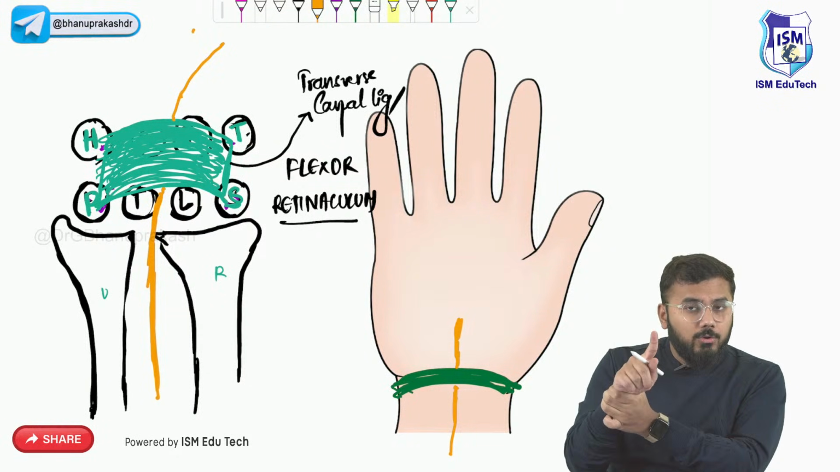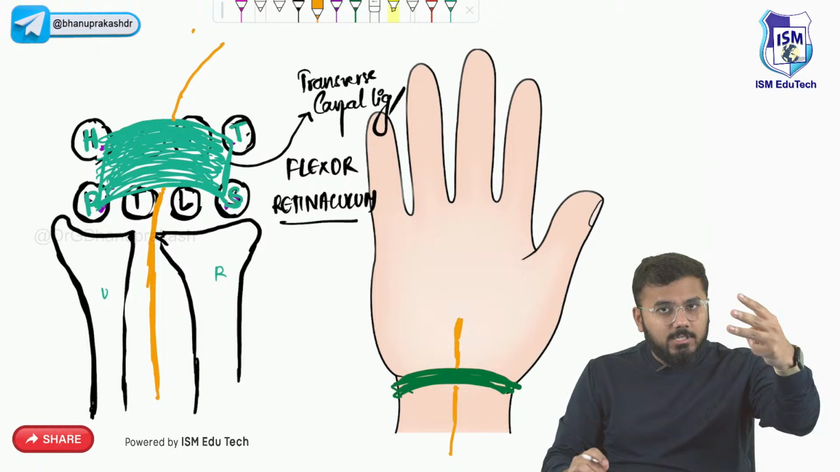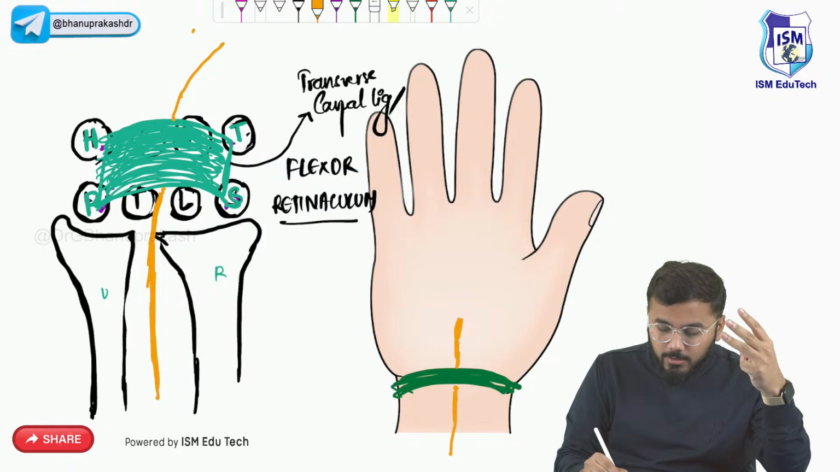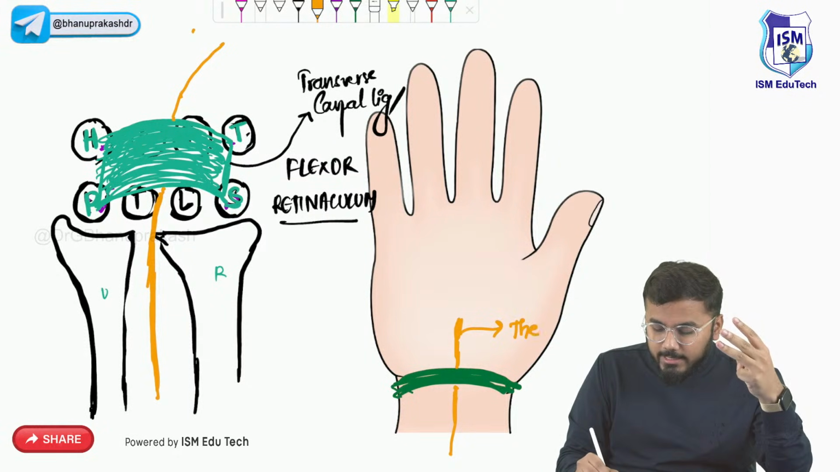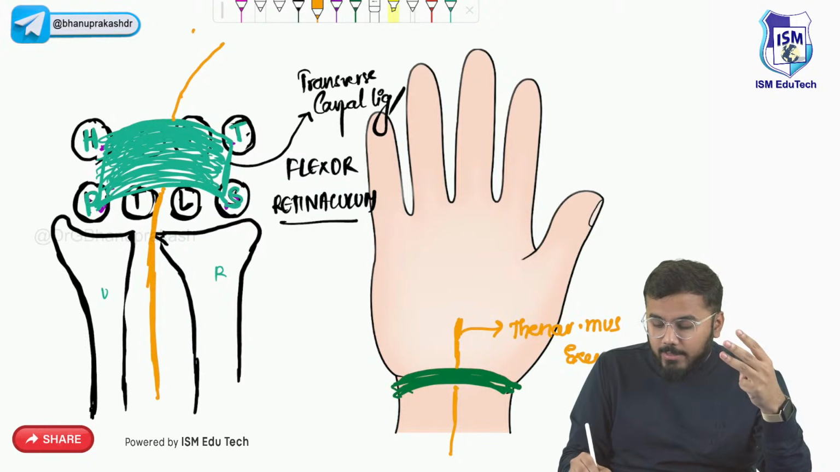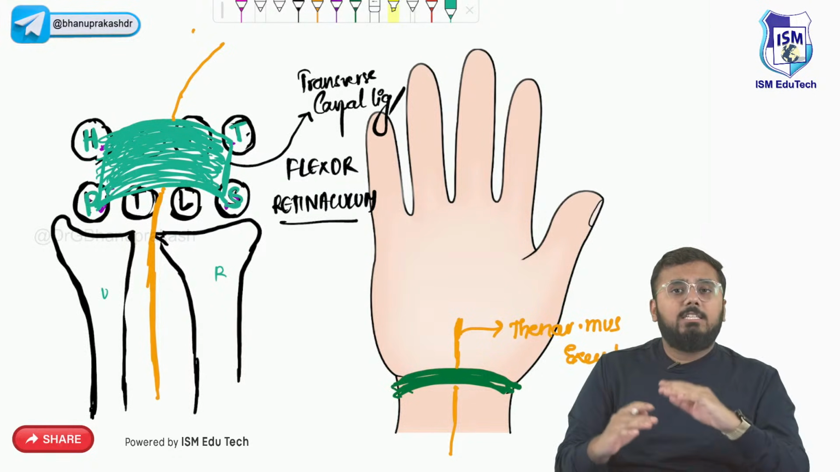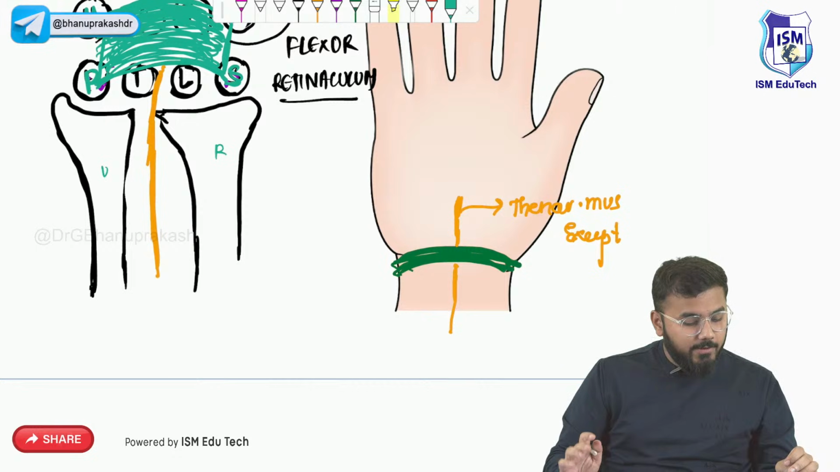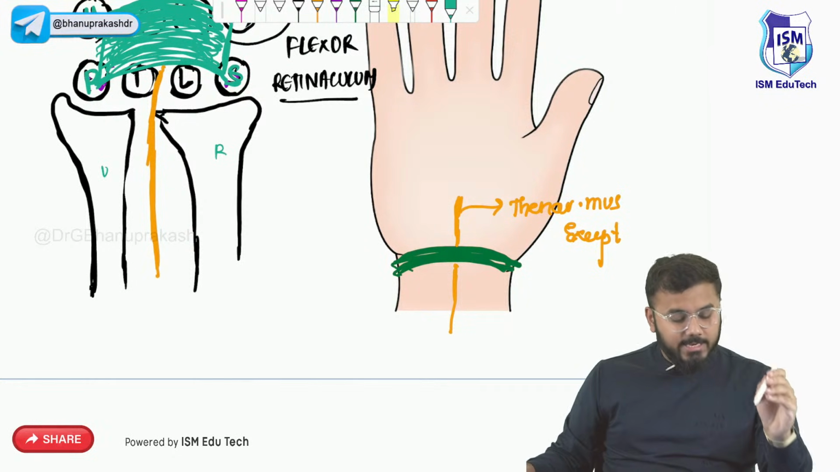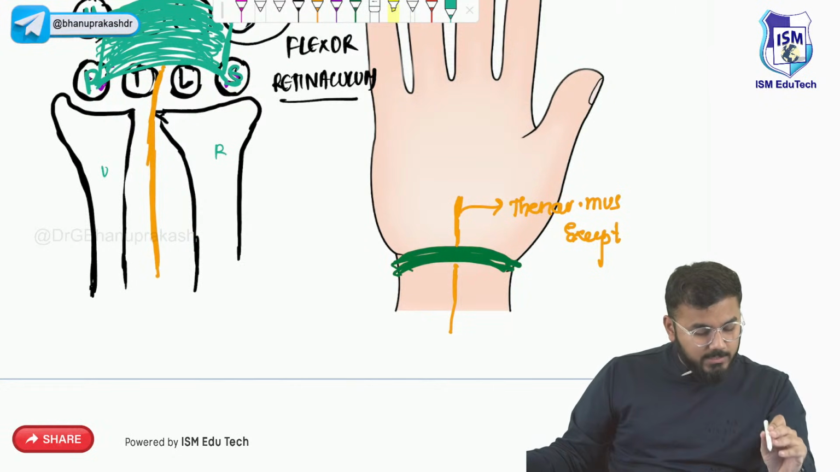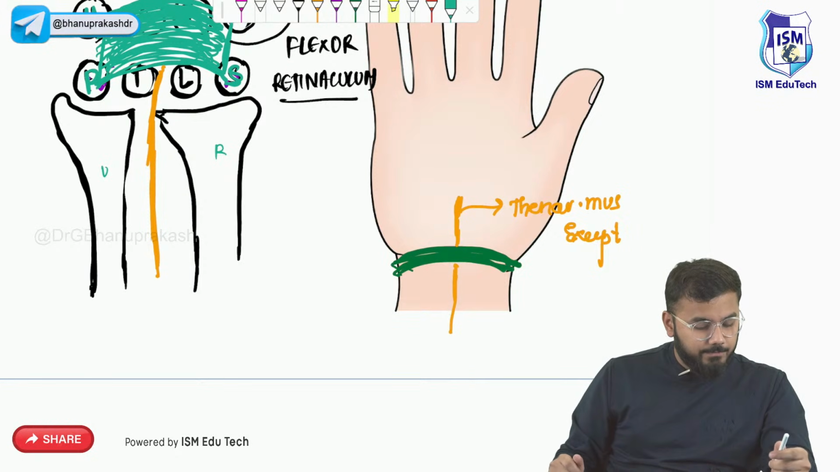I have already told you. In the thenar region, the first three muscles are supplied by median nerve, right? It gives a branch to the thenar muscles. Except which muscle? Which muscle does the median nerve not supply? Anyone?